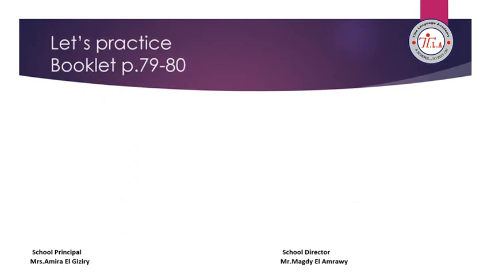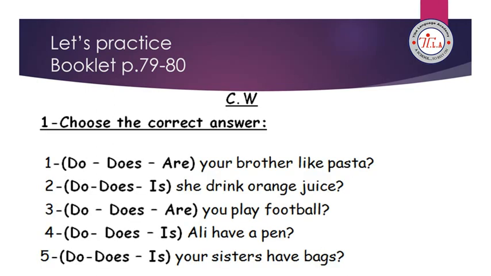Open your booklet, pages 79 and 80. Okay, before we start, revise to form a question. In the present simple, we put do or does. Do with a strong group and does with the weak group at the beginning of the question. Okay, so remember that, it's very important. Now, you have here exercise number one. It's too easy. Choose the correct answer. Okay, you will finish this exercise by yourself and then we will check this exercise later.